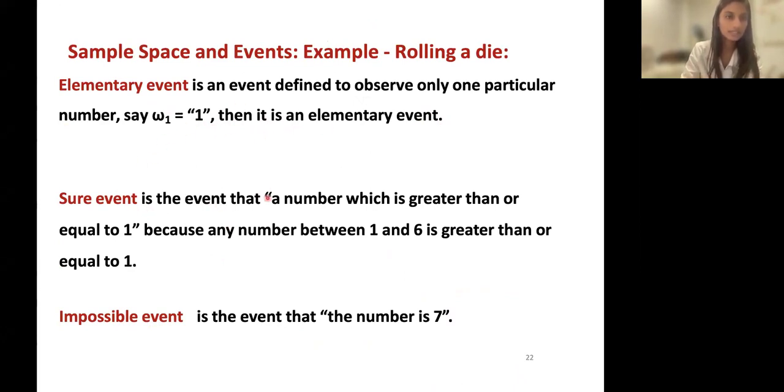A sure event is the event that, let's say we roll the die, you get a number that is greater than or equal to 1. Obviously you'll get numbers 1 to 6. An impossible event in this case would be getting the number 7 when you roll a die. That is not going to happen because there are only numbers 1 to 6. So that's an impossible event.